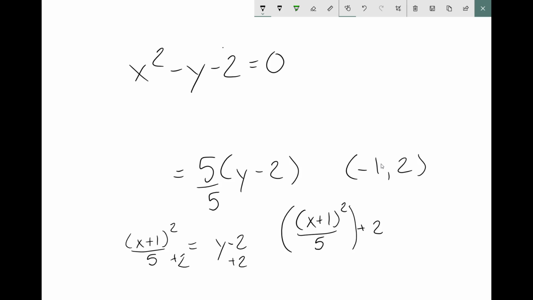Remember, this is just a little bit easier. You always want to have y by itself. And we don't ever want a negative y, so I'm going to go ahead and add my y over. So then right away I have x squared minus 2 equals y. So that's in y form right away. We can go ahead and graph that.